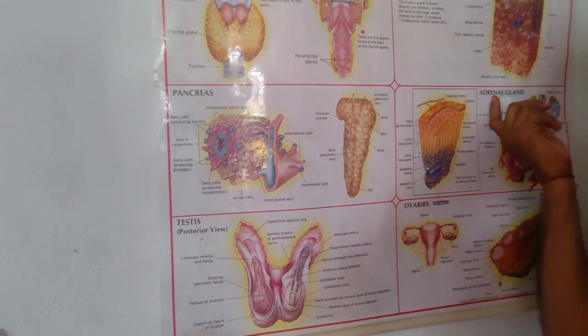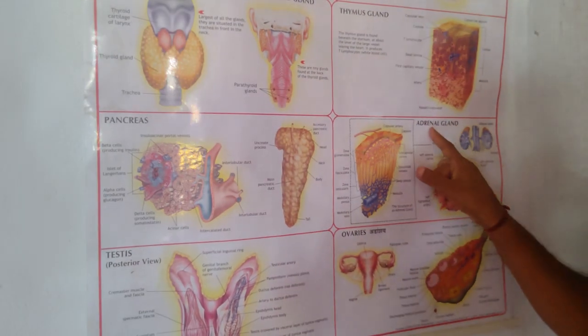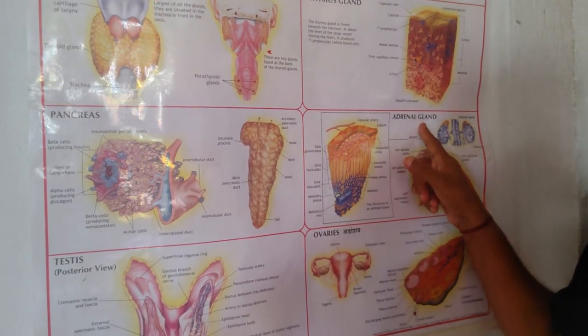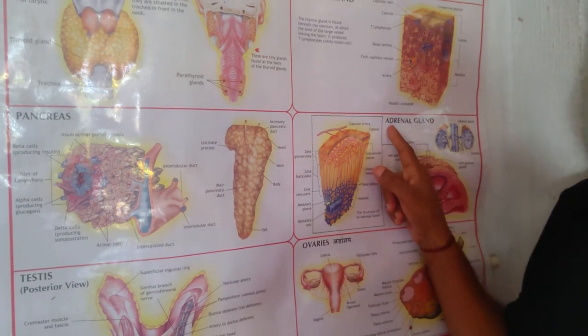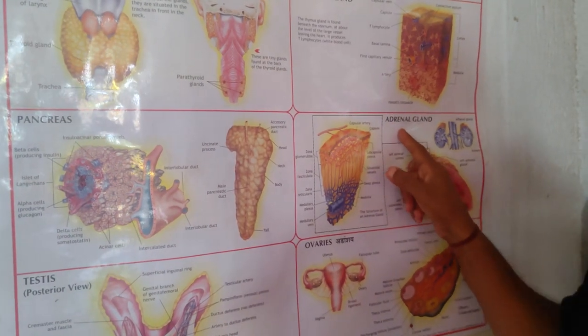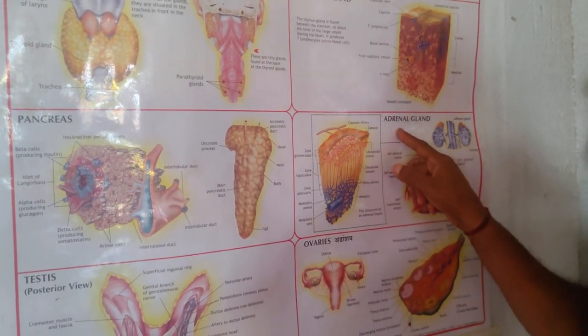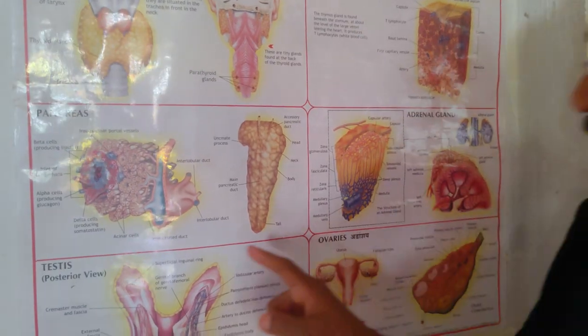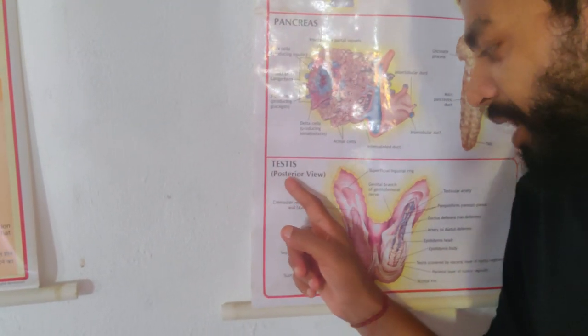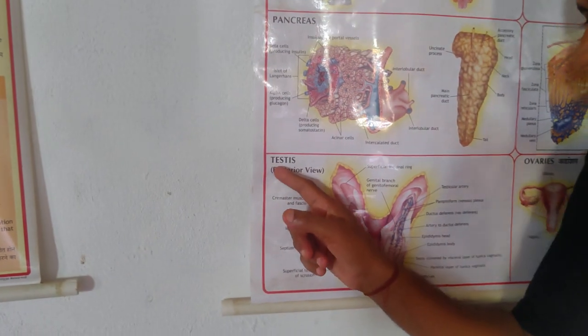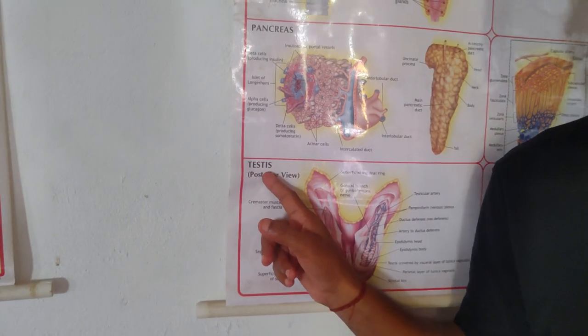And this is the adrenal gland. This is also called the emergency gland in our body, which is located on the kidney surface, which helps in regulating emergency situations in our body. This is the male reproductive gland. The main male reproductive gland is known as the testis.